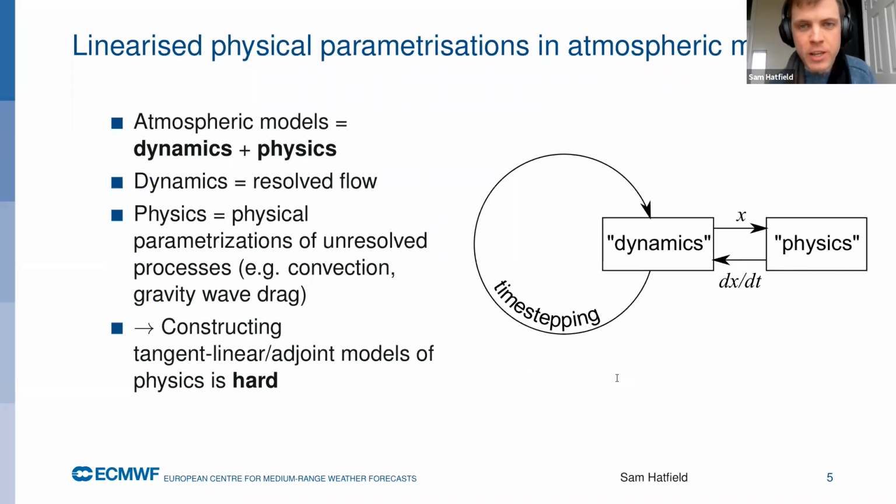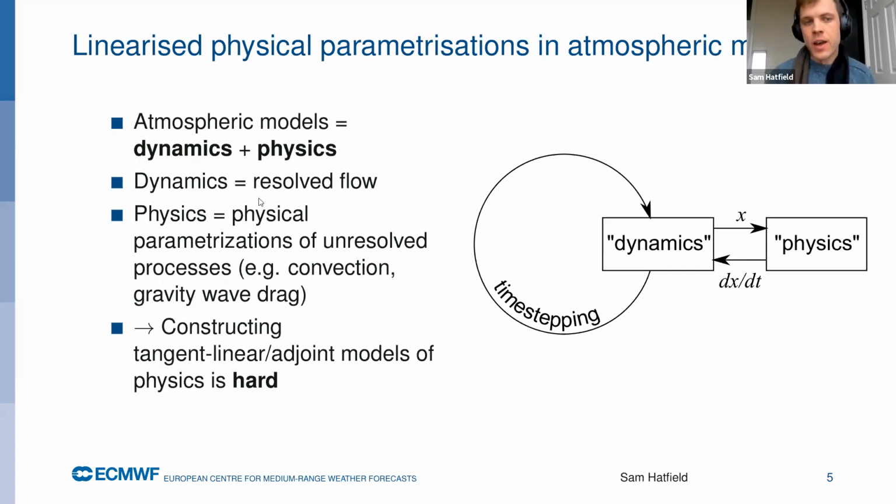Now, I'd like to talk a bit more about how atmospheric models themselves are constructed. So this is kind of a crash course in numerical weather prediction. We like to say that atmospheric models can be decomposed into two components. They're what we call the dynamics and what we call the physics. So the dynamics, you can think of that as the resolved fluid flow of the atmosphere.